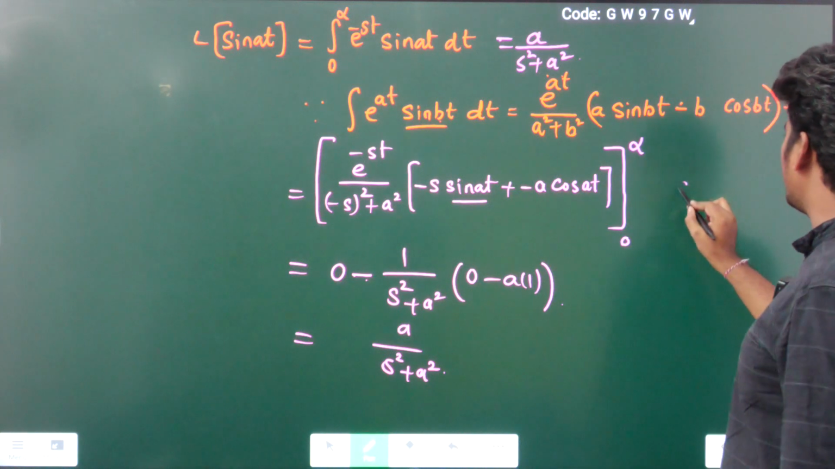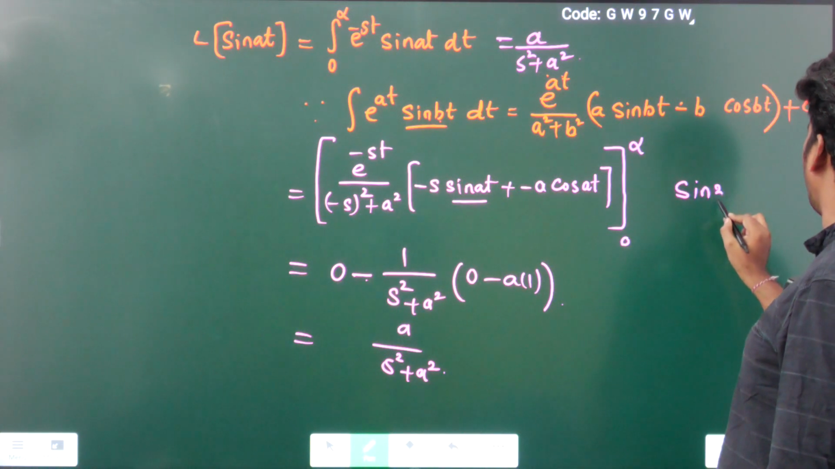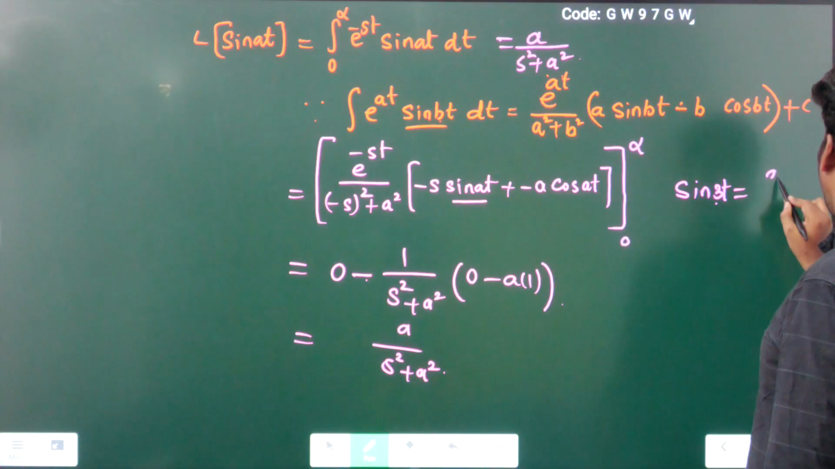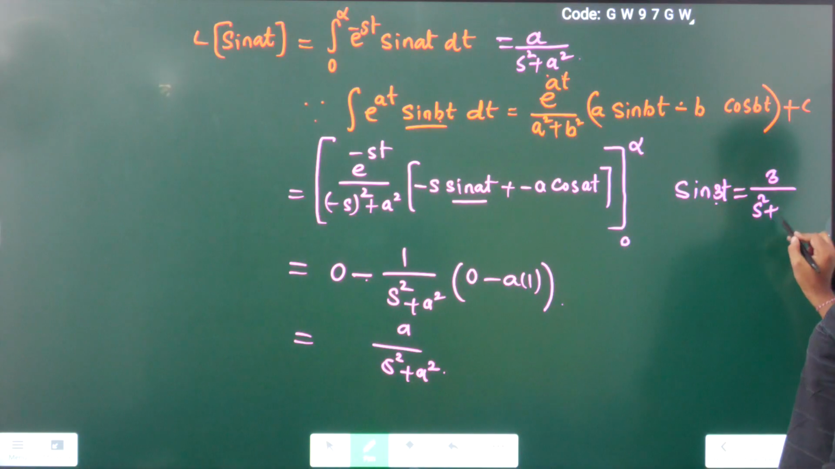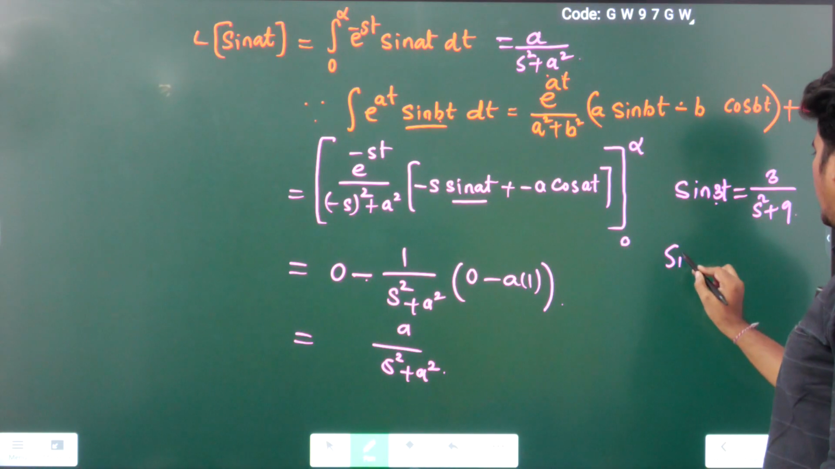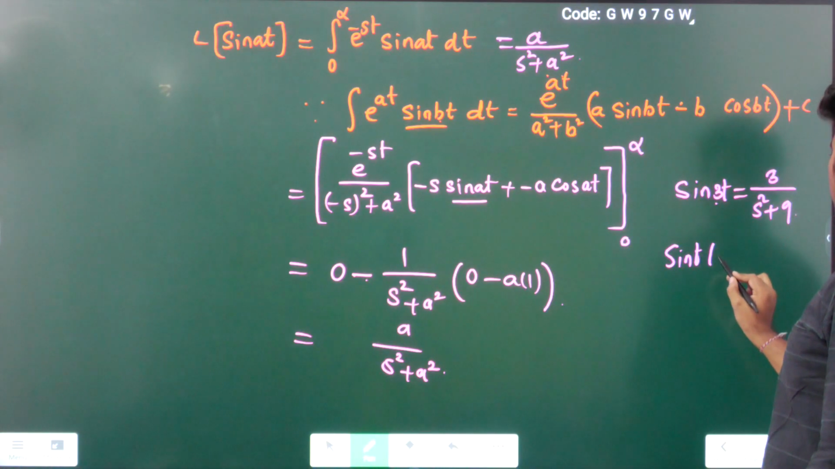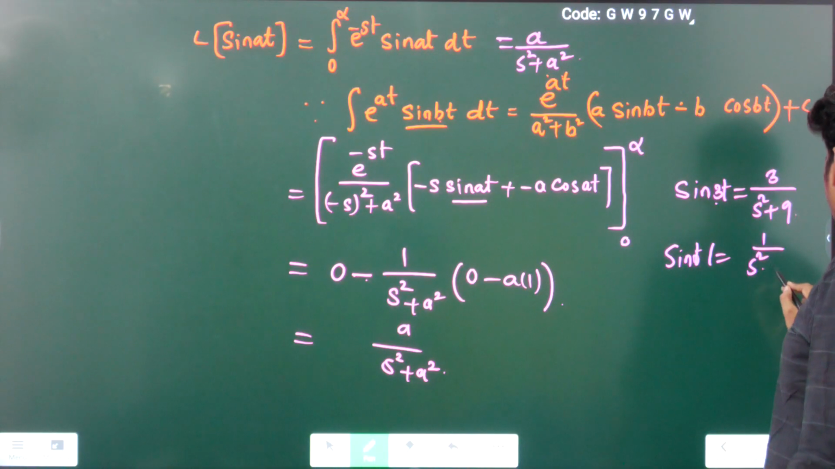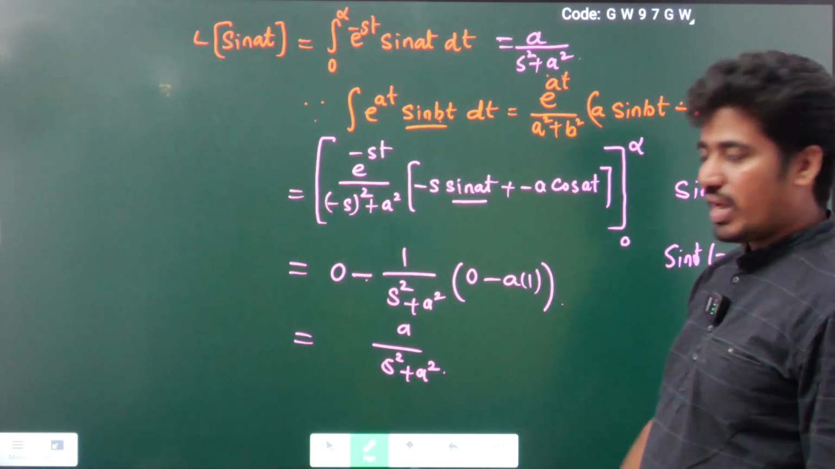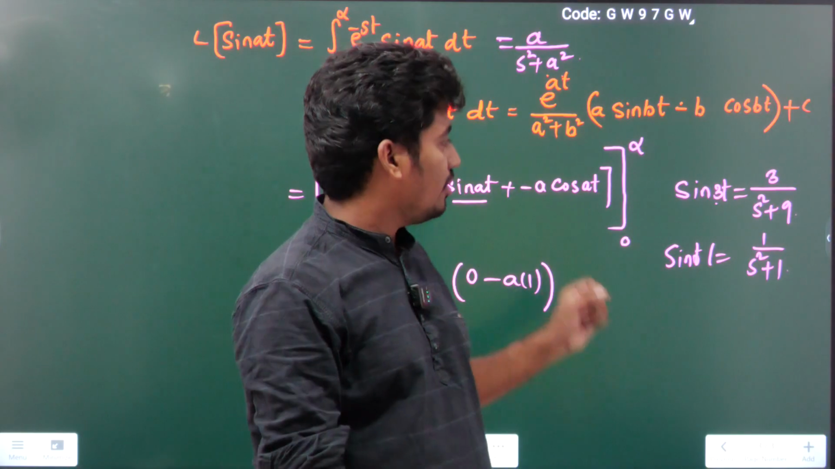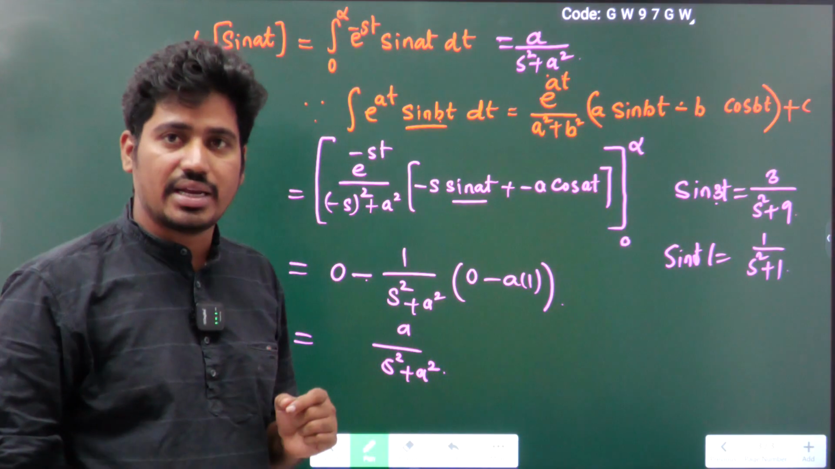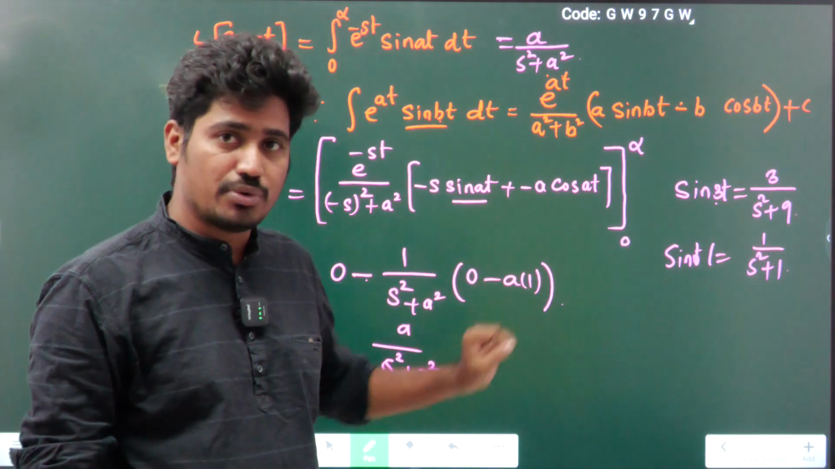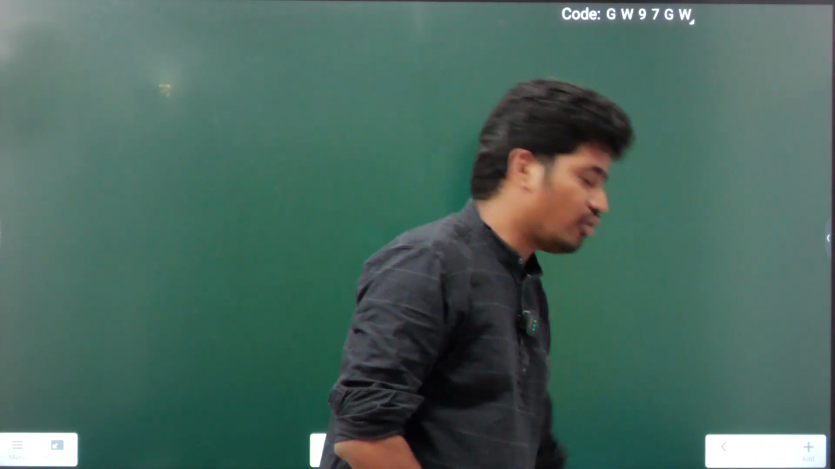Suppose you want sin of 3t. Instead of a you substitute 3, so it is 3 divided by s square plus 3 square, which is 9. If you want sin of t, the coefficient of t is 1, so it is 1 by s square plus 1 square. This way you can calculate sin at, sin 3t, sin 2t, sin t, any value, using this procedure. This is one of the standard formulas.